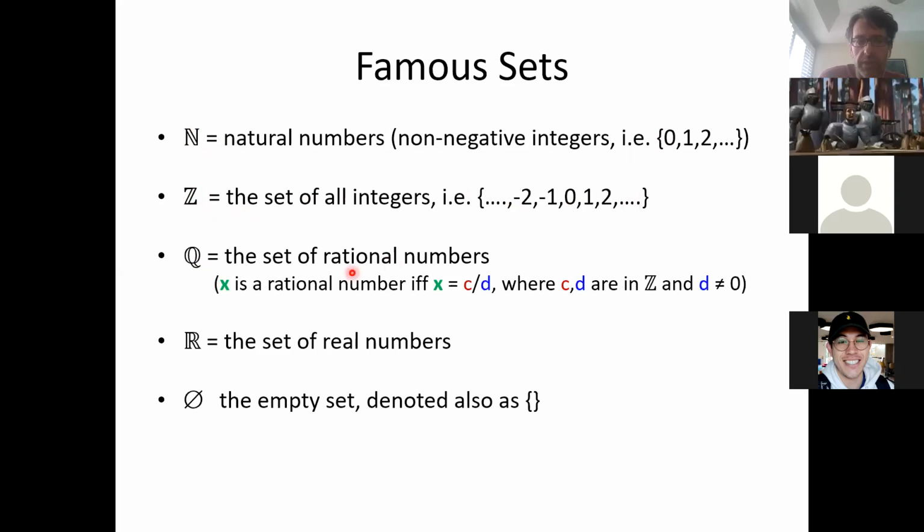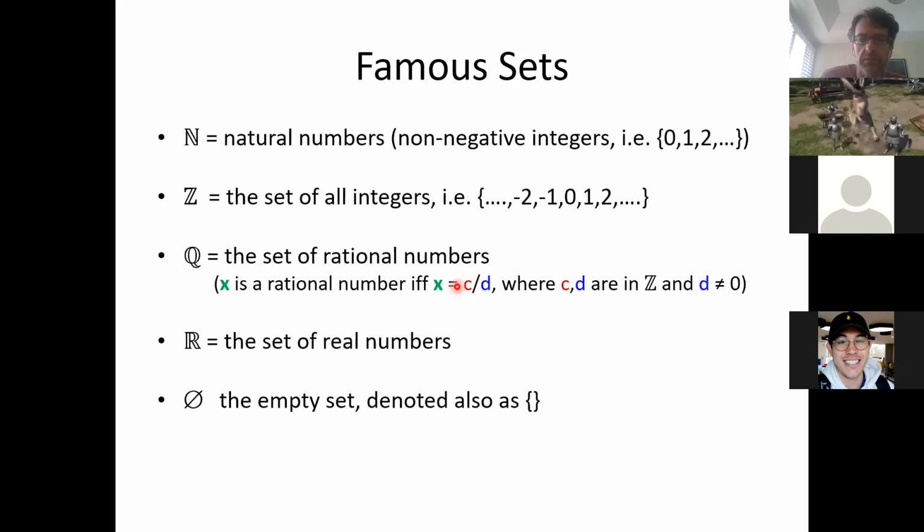Q is the set of rational numbers. A rational number is such that it can be expressed as a fraction where both numerator and denominator are integers, and when you divide, you cannot divide by 0. For example, all integers are part of the rationals, because if the denominator is 1, then you just get a copy of the integers. But there are also all the fractions.